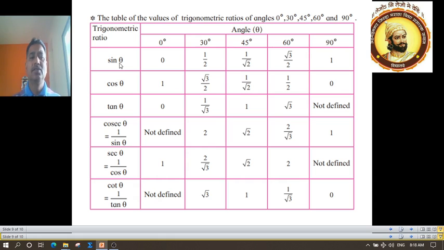Here sin 0 degree is 0, sin 30 degree is half, sin 45 degree is 1 upon root 2, sin 60 degree is root 3 upon 2 and sin 90 degree is equal to 1. The values of sin are increasing. 0, 1 half is greater than 0, 1 upon root 2 is greater than 1 half, root 3 upon 2 is greater than 1 upon root 2 and 1 is greater than root 3 upon 2. So these are the values of sine and these values are in increasing order.